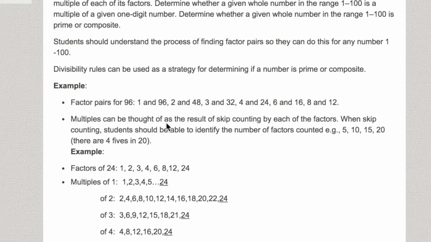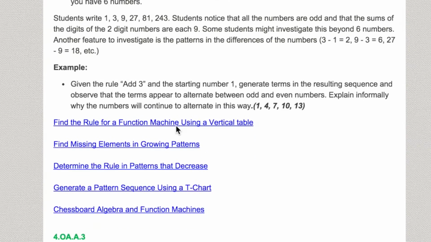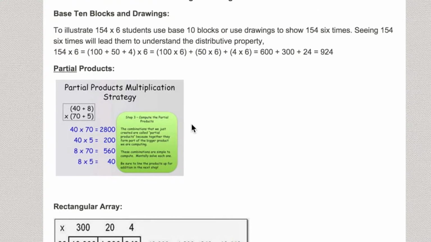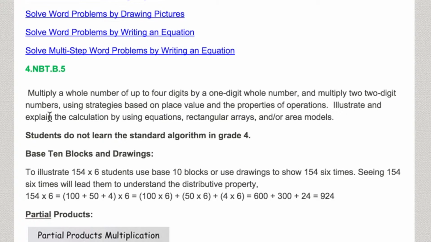Today we're going to look at one specific standard which has to do with multiplying 2-digit numbers by 2-digit numbers. That's standard 4.NBT.B.5. The standard says to multiply a whole number of up to 4 digits by a 1-digit whole number and multiply 2-digit numbers by 2-digit numbers. It's very important to note that this standard requires strategies based on place value and properties of operations. Students will have to illustrate and explain the calculation using equations, rectangular arrays, and/or area models. It's also important to note that students in grade 4 do not learn the standard algorithm, which means that the strategies that are going to be shared here are going to be the focus of instruction.